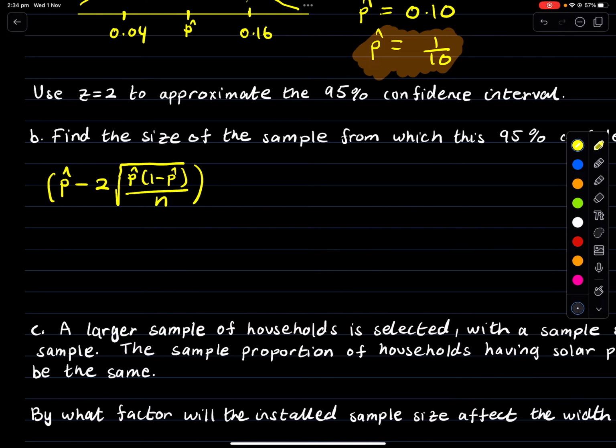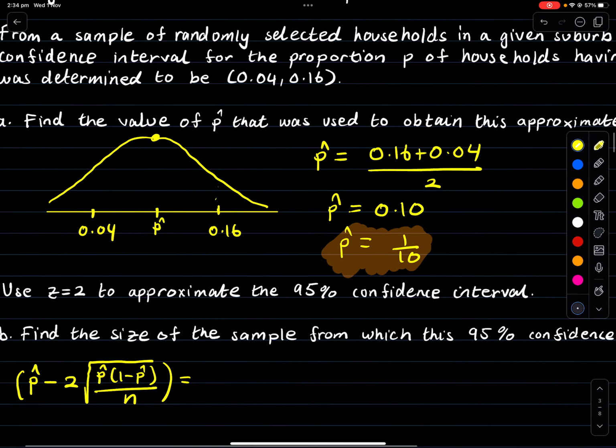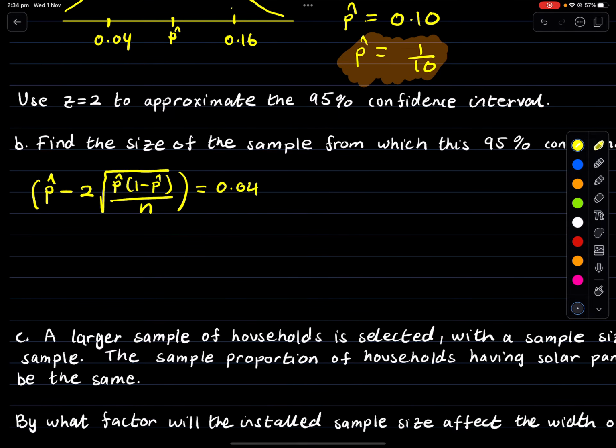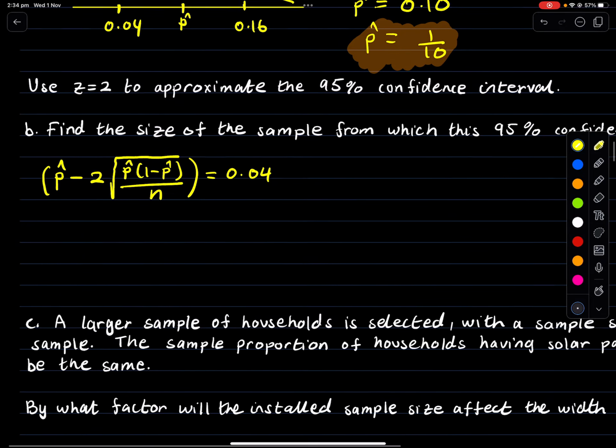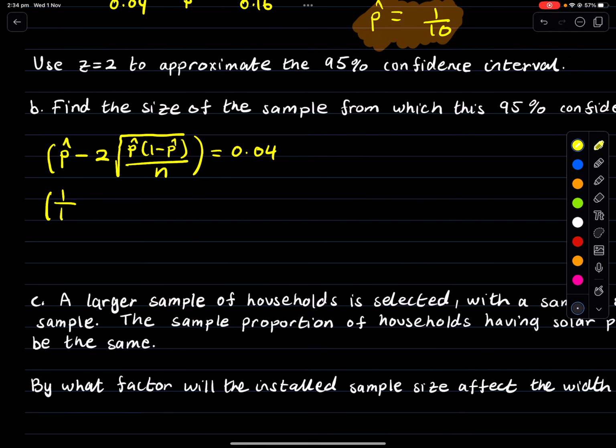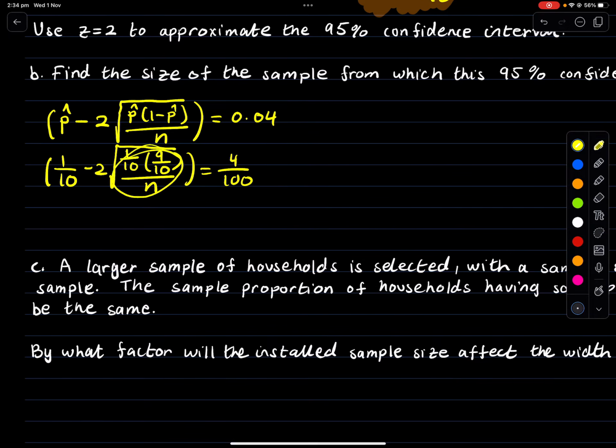And I know p hat's 1 on 10, and that's all equal to 0.04. So our p hat's 1 on 10, so we can write this as 1 on 10 minus 2 times the square root of 1 on 10 times 9 on 10 over n, all equal to, making this a fraction, 4 over 100. Simplifying this much further, it's 9 over 100 over n, and square rooting that, it's just 3 over 10 root n.